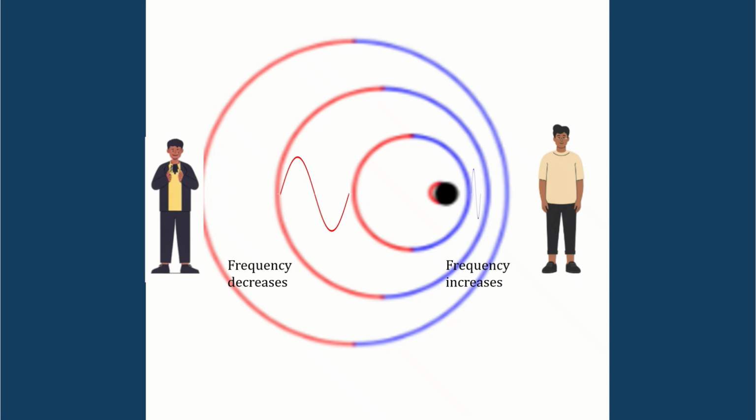Always try to memorize this picture when you are speaking about Doppler frequency. This will help you to understand more about Doppler frequency. If a source is moving towards the listener, the frequency will increase. And if the source is moving away from the listener, the frequency will decrease. So always remember this picture in order to have a good view on the Doppler frequency.